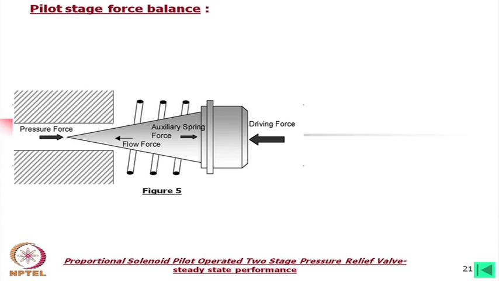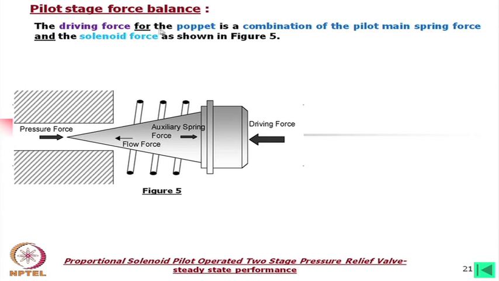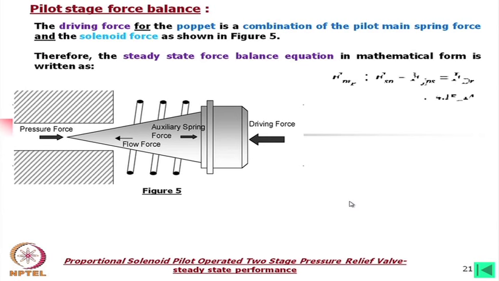Now, pilot stage force balance can be achieved by this. This is the pressure force and this is the driving force. And this equation can be written in this form. This FDR is the driving force. Here what we find are the auxiliary spring force, the flow force and the pressure force. These three forces are the flow force, spring force and the pressure force.